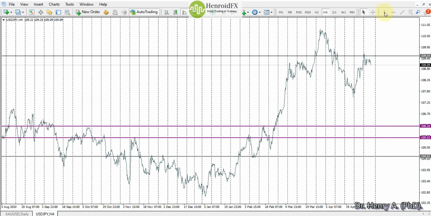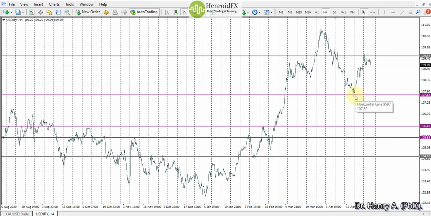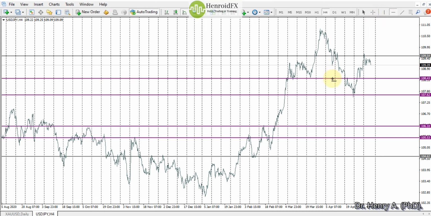Now we can also see here another one. You can put it here. It's a sharp point where a decision was taken. The sellers changed their mind and decided to join the buyers at this point. It went bullish. This is another one at this point.